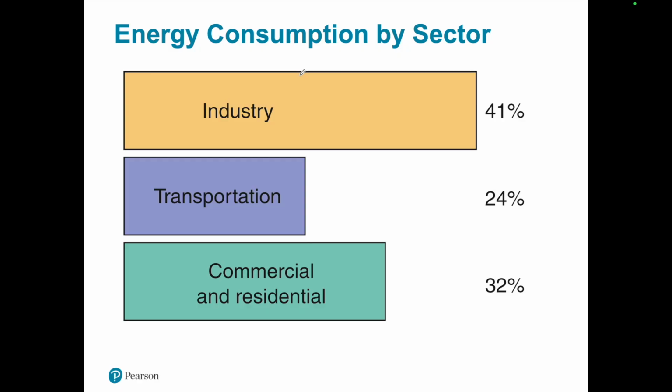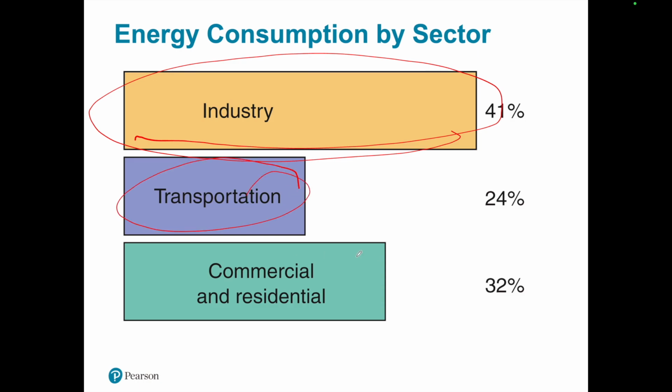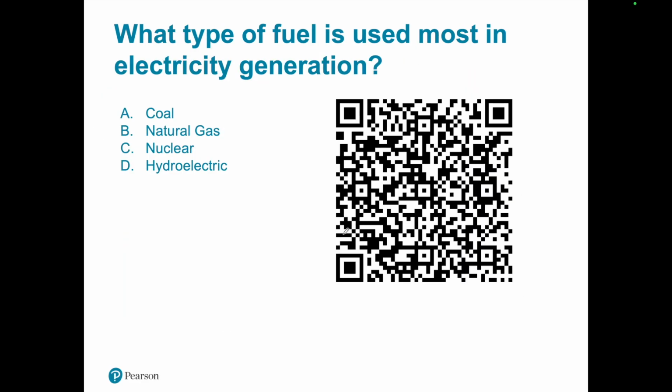Energy consumption by sector, right? Industry uses a lot of energy, 41%. Transportation, and then commercial and residential make up the rest of it. So what type of fuel is used most in electricity generation? Is it coal, natural gas, nuclear energy, or hydroelectric?